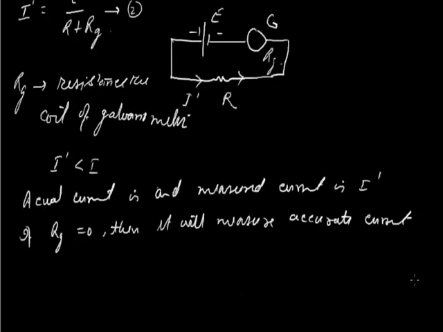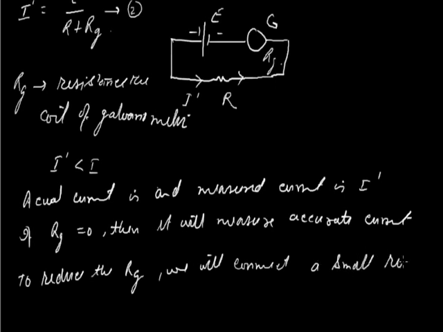If Rg is 0, means the resistance of the coil is 0, not possible because it is made up of copper wire, so it has some resistance. We can reduce the resistance of galvanometer coil, so the difference between the I dash and I will be negligible. Then it will measure approximately the correct value of current. To reduce the value of Rg, we will connect a small resistance in parallel to the coil of galvanometer.